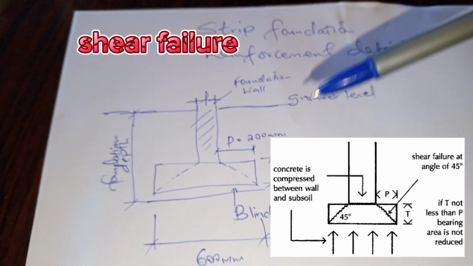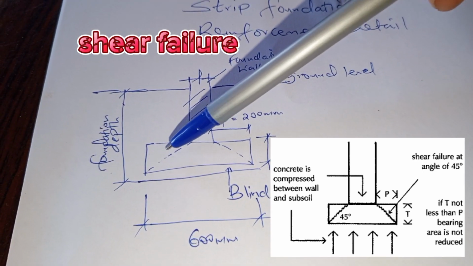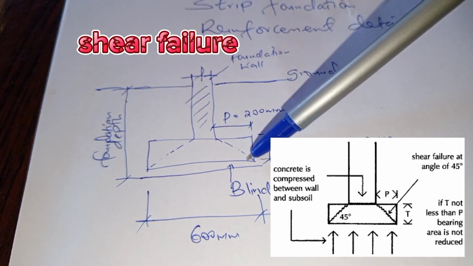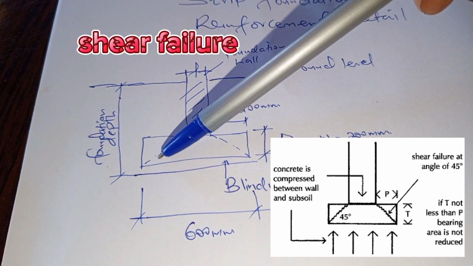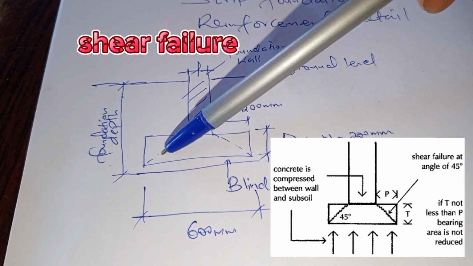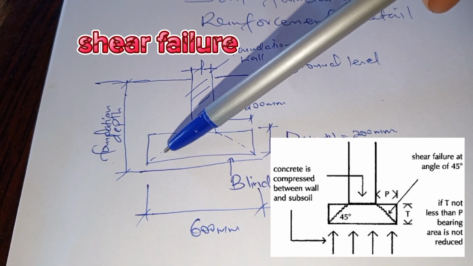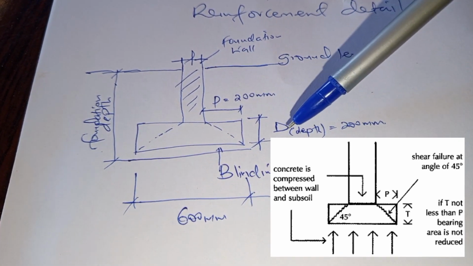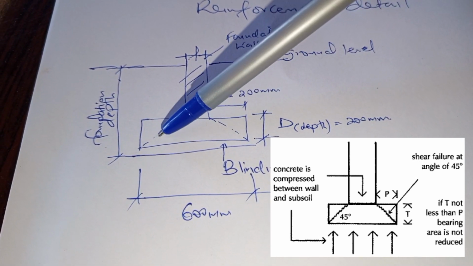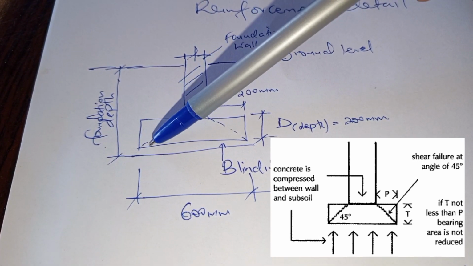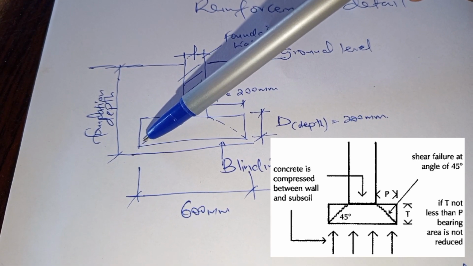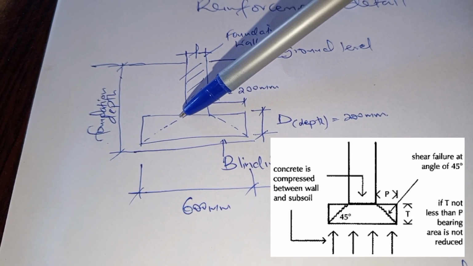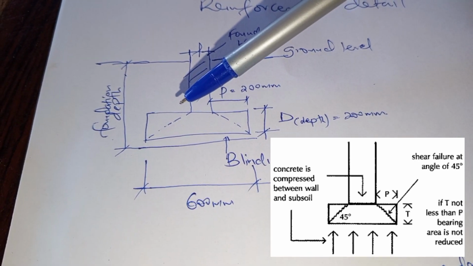As you can see in our illustration here, this line is a line of shear. The angle formed by the shear failure will be 45 degrees. If this angle is 45, this angle here will also be 45, and our angle at the top is 90. So that it makes 180 degrees.